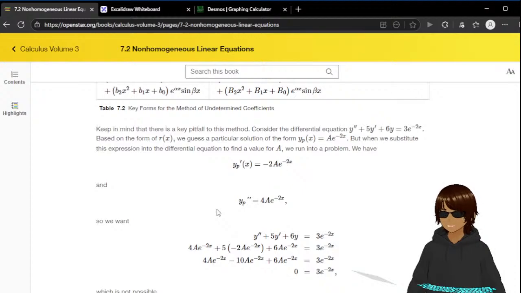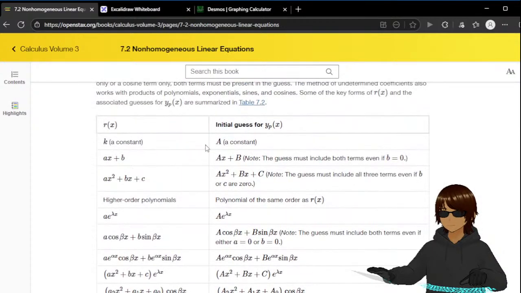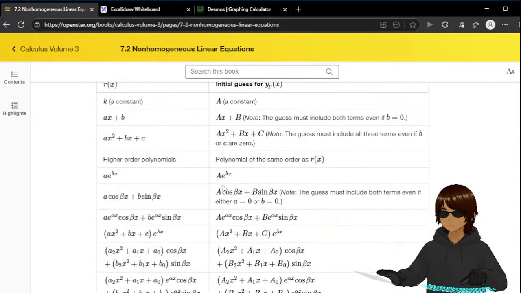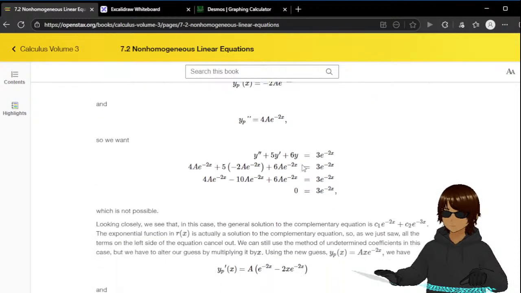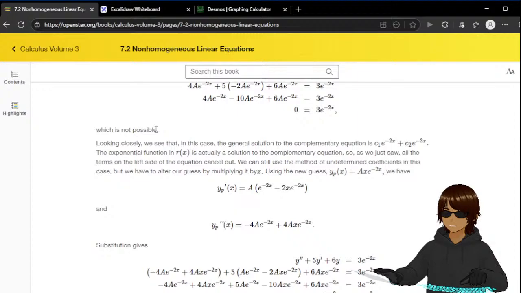Based on the form of R(x), we guess a particular solution of the form a times e to the power of minus 2x. Shouldn't it be e to the power of bx? Oh, so the lambda doesn't change. But when we substitute this expression into the differential equation to find the value for a, we run into a problem. We have this, this, and then we end with 0, which is not possible.